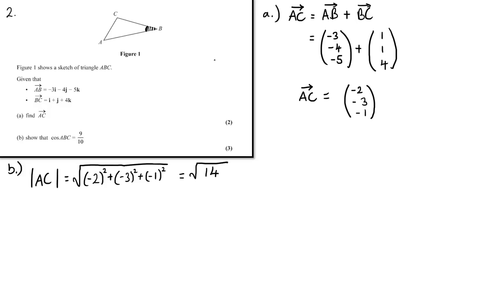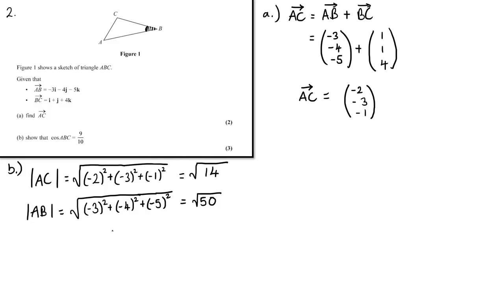So we're going to work that out for each vector that we have. Therefore, the magnitude of AB is going to be the square root of minus 3 squared plus minus 4 squared plus minus 5 squared. What would that give us in this case? Well, we actually get here the square root of 50.